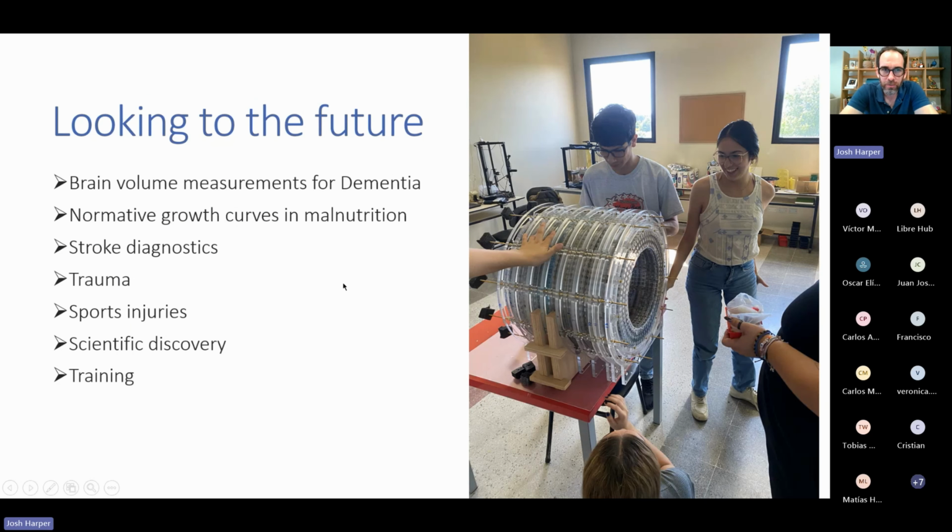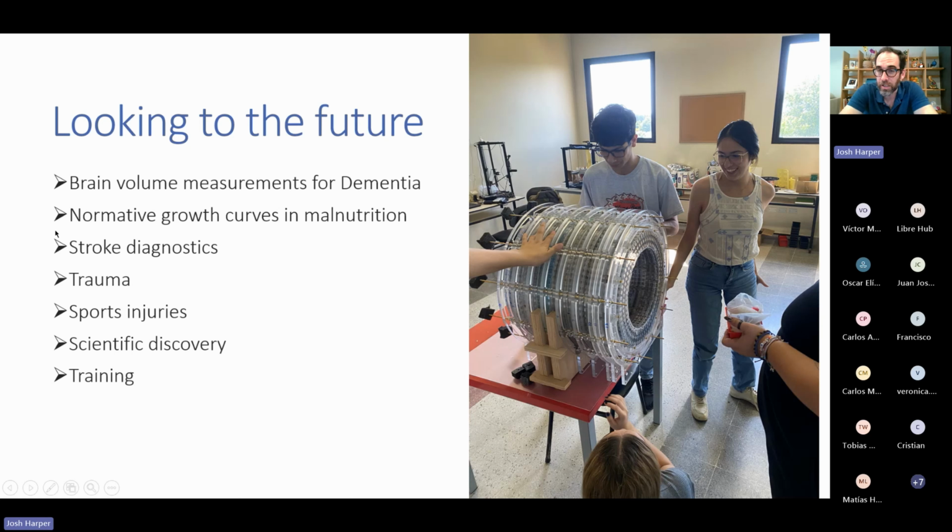So looking to the future, what can we do with these types of systems? I think there's a lot of things that we can do, but the things that are first on my mind are being able to look at brain volume measurements for dementia. So this is not necessarily an ambitious target, but it's something that could be quite useful. Looking at normative growth curves that we can compare in malnutrition. So when kids are malnourished, how are their brains growing and what do we compare that to? I think there's not a whole lot of information on what a normal brain growth might look like for a child in South America versus Africa versus Europe versus Asia.